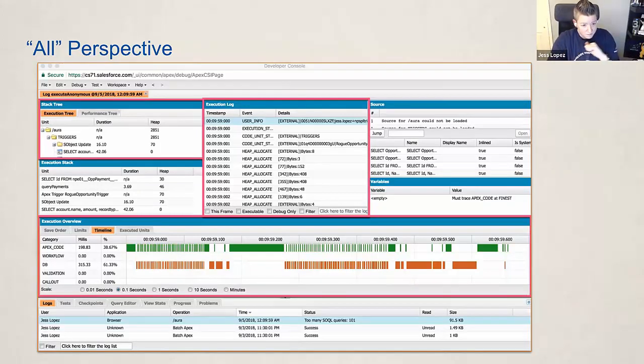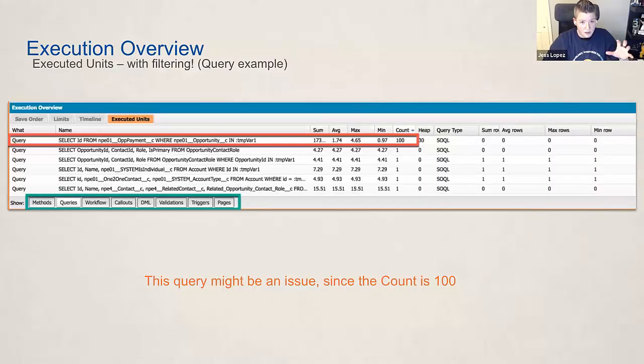Execution overview, that wider section, is really great as well. It defaults to this timeline view, which can be useful sometimes if you see a long block. It might show that something is taking a long time, depending on what you're trying to troubleshoot. But what I find most useful is a tab called executed units within that section. So that's another sort of aggregated view of what's going on.